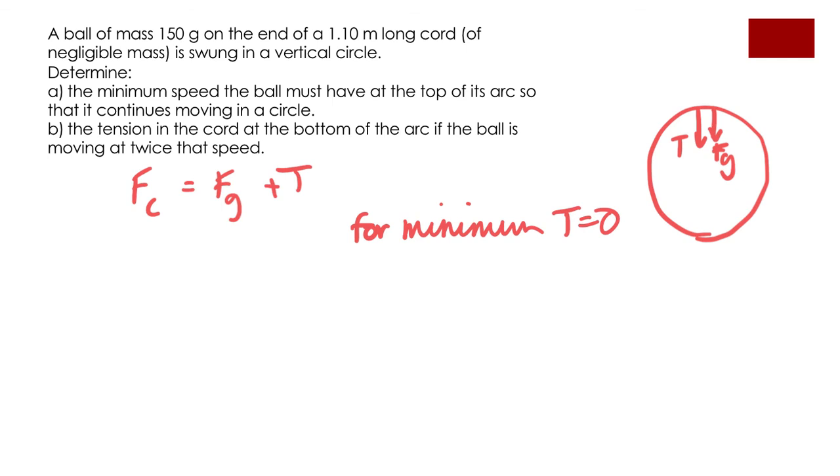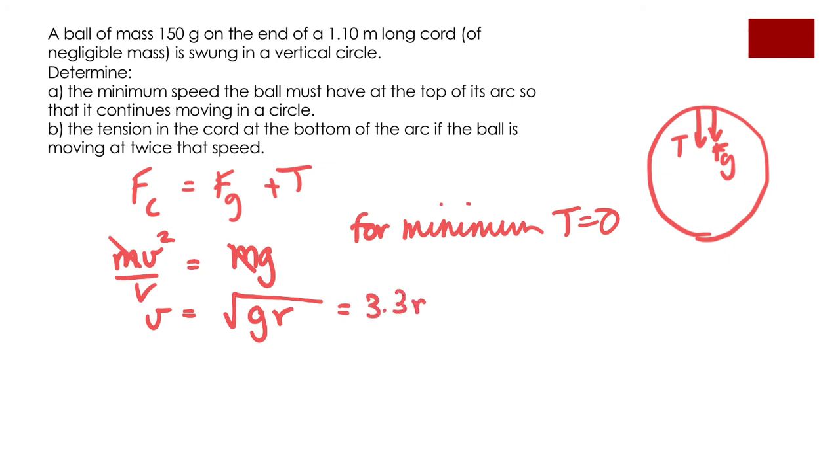So let's put this into our equations. Fc, that's mv squared over r, in this case for the minimum is just going to equal m times g. Notice the masses are now canceling out. I can rearrange this equation. v equals now the square root of g times r, because I only want v. If you plug in your values, you should get a number of 3.3 meters per second.